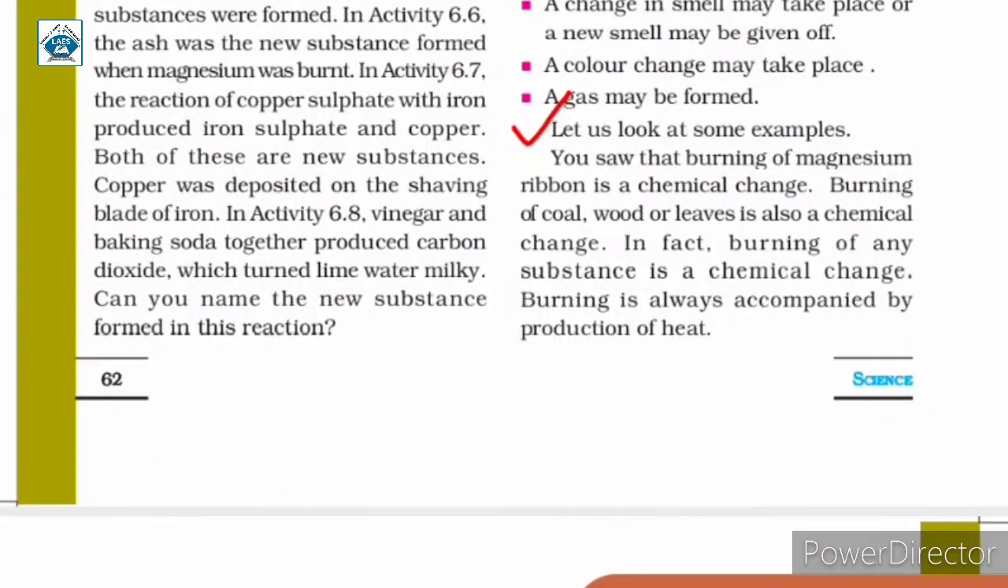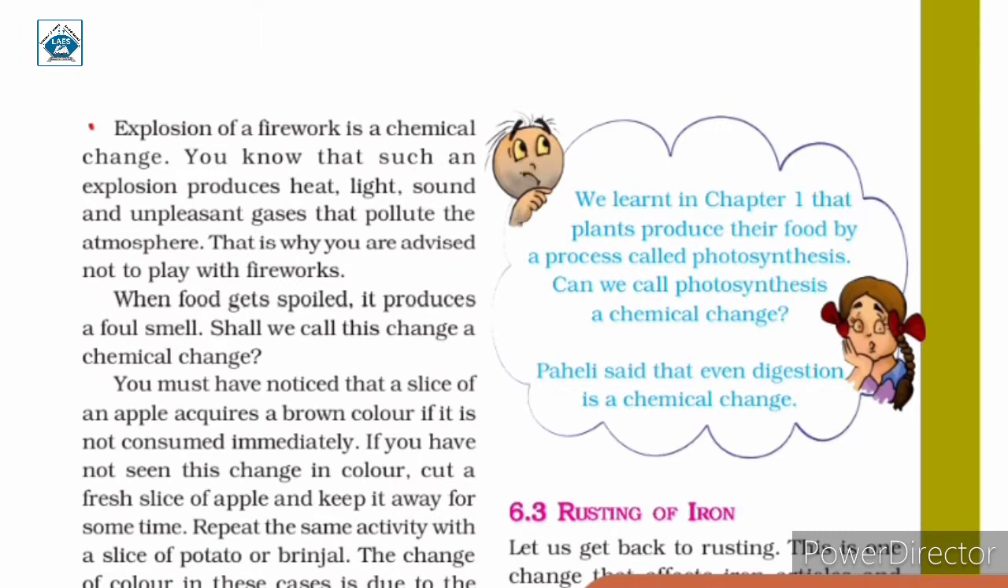Now we know many examples of chemical change. Some examples of chemical change include burning of magnesium ribbon, burning of wood, coal or leaves. Generally, we can say that burning of any substance is a chemical change because as we know, heat can be given off or absorbed during a chemical change. So, when a substance is burned, there is production of heat. As a result, burning of any substance is always a chemical change.